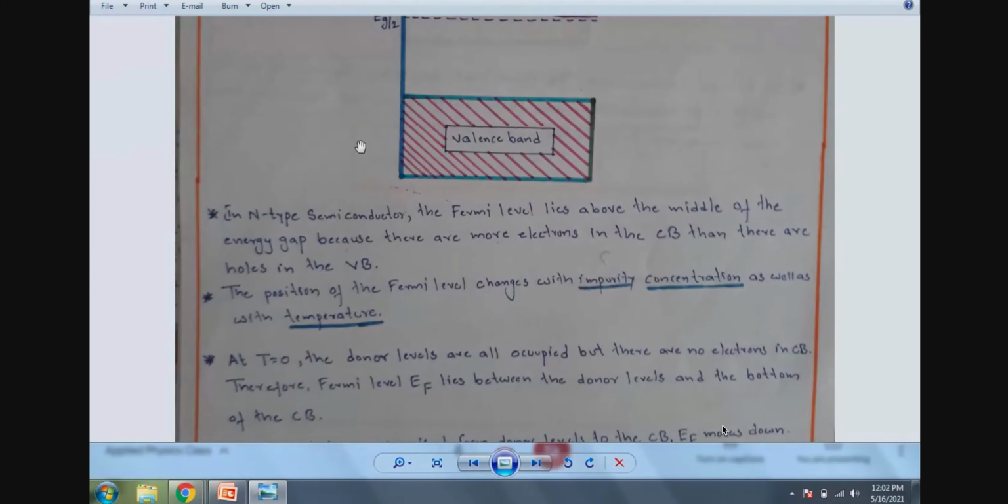Let me have the second one next: concentration of holes in the valence band of a p-type semiconductor. Now let us find the concentration. Similarly, you found the concentration of electrons. Similarly, the concentration of holes in the valence band of a p-type semiconductor.